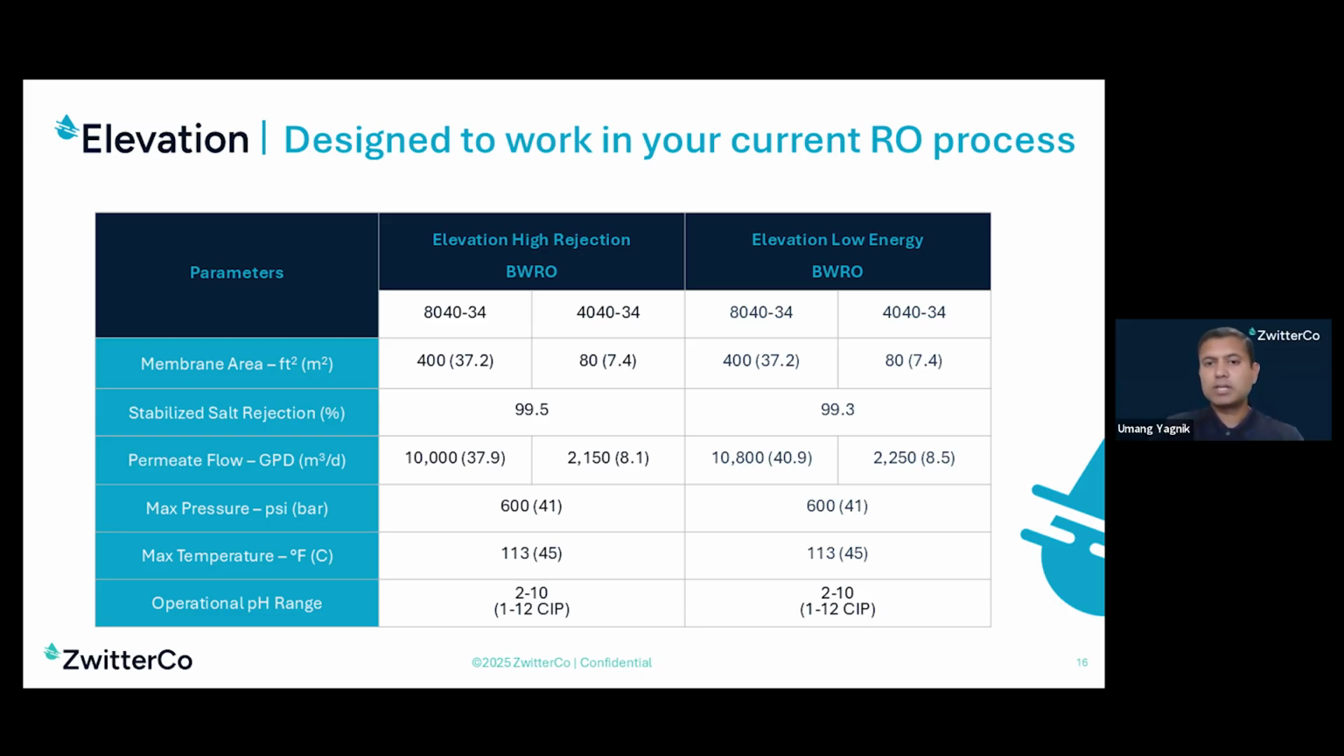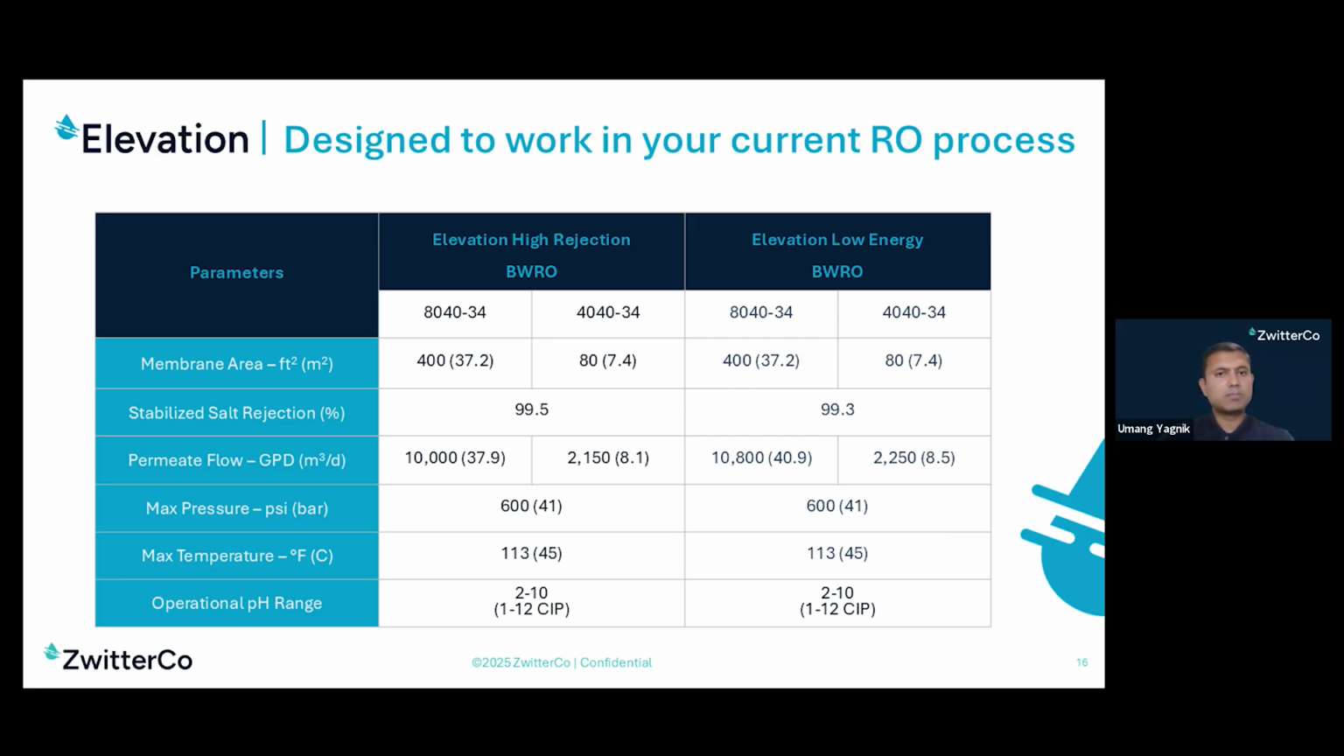Now, of course, let's take a quick look at the specifications of these RO membranes. For high rejection RO membranes, we're looking at a 400 square feet membrane area packed in an 8040 element with 34 mil feed spacer, which makes it very easy to replace most conventional RO membrane elements in an existing system. Now, with comparable salt rejection, these membranes offer optimal permeate quality while offering the benefits of ZwitterShield technology. And the specifications of high pressure RO membranes are quite similar to that of Elevation high rejection membranes, except for the fact that they can handle up to 1200 psi or 83 bar feed pressure.